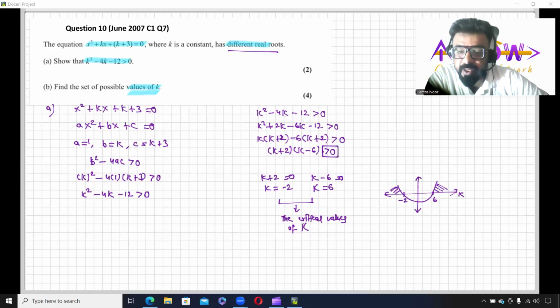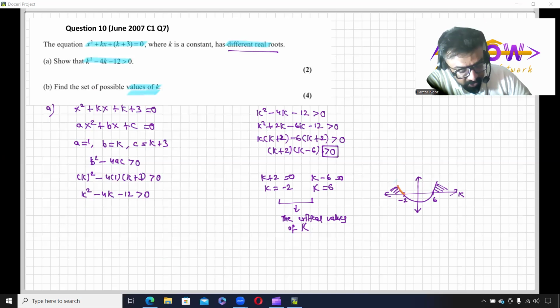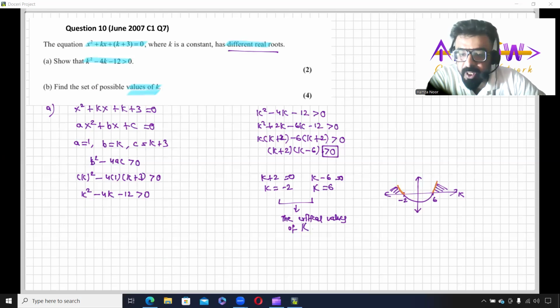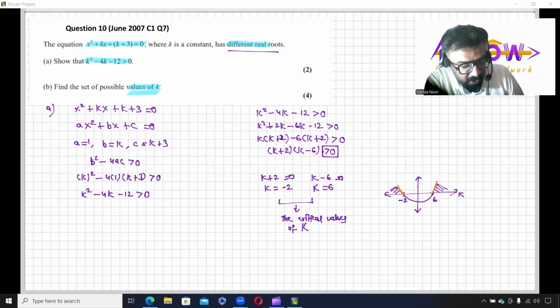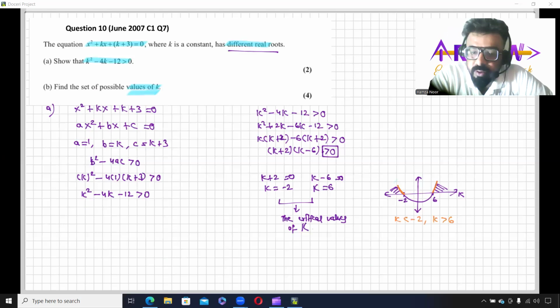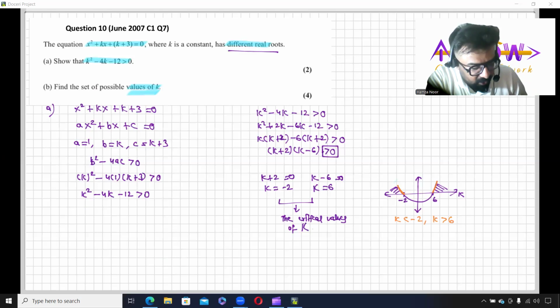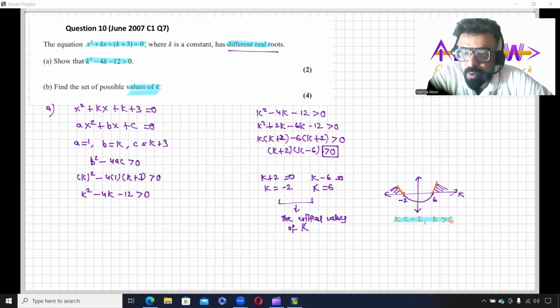So either you can shade it in this way, or you can highlight the part of the graph in this way: the part of the graph which is above the k-axis, above the horizontal axis, I'm shading with the orange pen. According to our shading and highlighting, we can say that k is either less than minus 2, or k is greater than 6. This is supposed to be our final answer. k is either below minus 2 or k is greater than 6.